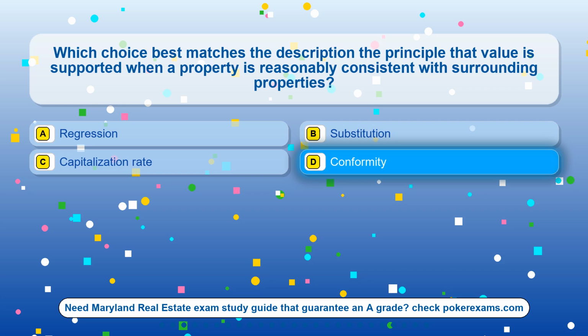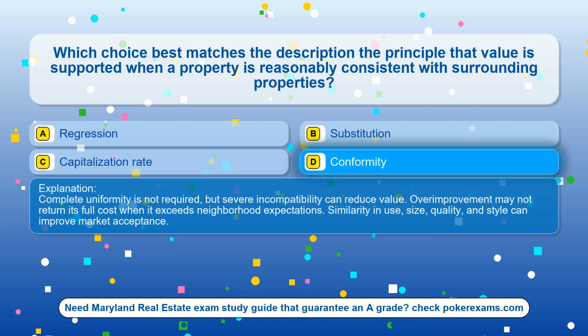The correct answer is option D, conformity. Complete uniformity is not required, but severe incompatibility can reduce value. Overimprovement may not return its full cost when it exceeds neighborhood expectations. Similarity in use, size, quality, and style can improve market acceptance.